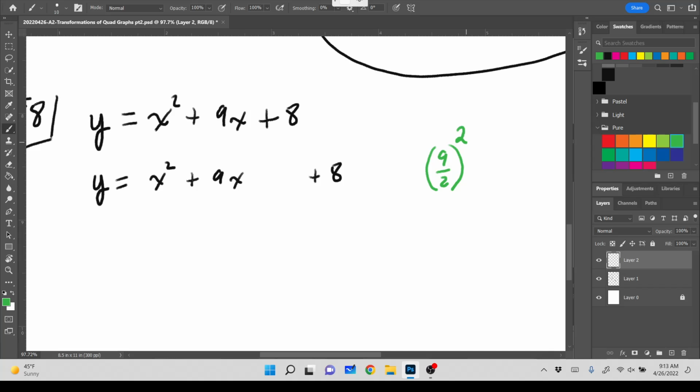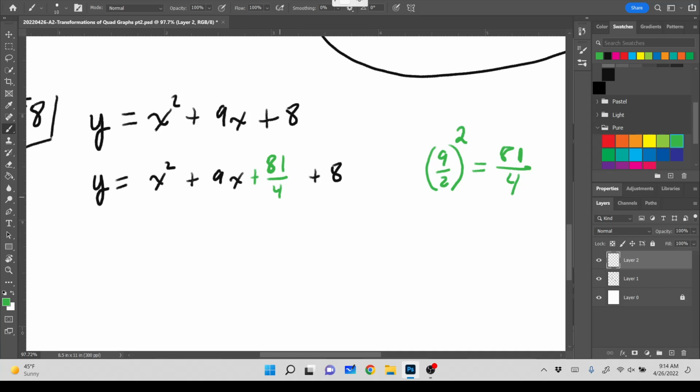So what's 9 halves squared? What's 9 squared? What's 9 times 9? Thank you. What's 2 squared? 4. Okay. So we're going to add 81 over 4.